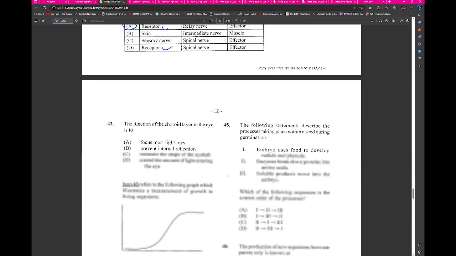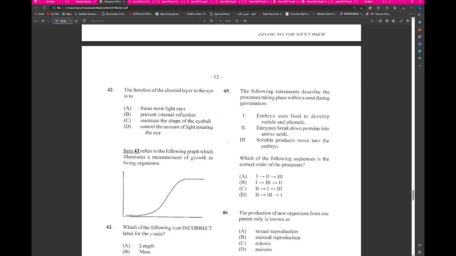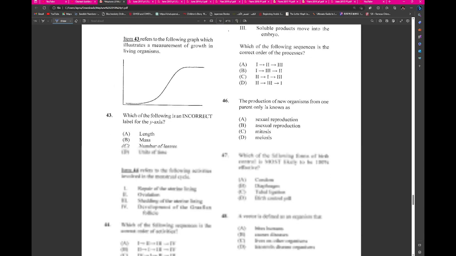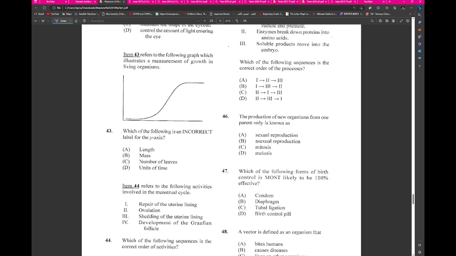Alright, so we have that there. Which of the following, which of the choroid layers in the eye, right? What is the function of the choroid layer? It would be to prevent internal reflection. Which of the following is an incorrect label for the y-axis? We're showing the measurement of growth of an organism. So we have the x and the y.